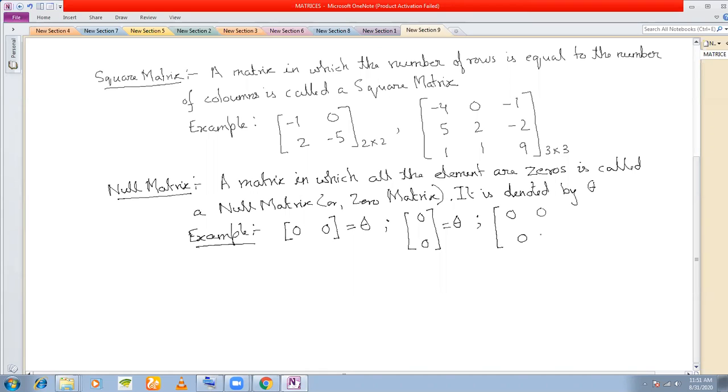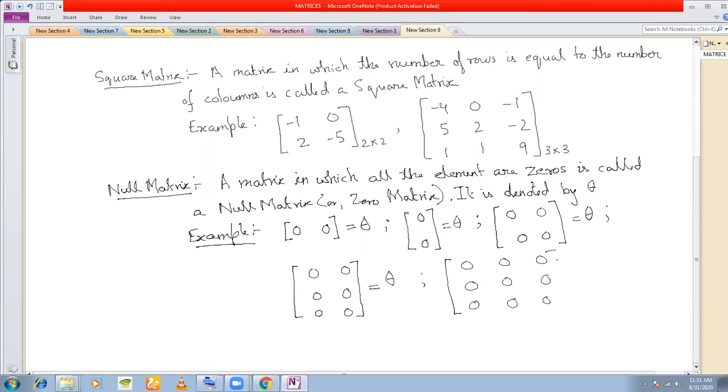This is also a null matrix, and this is also a null matrix. This is the symbol for null matrix, theta. All these are null matrices.